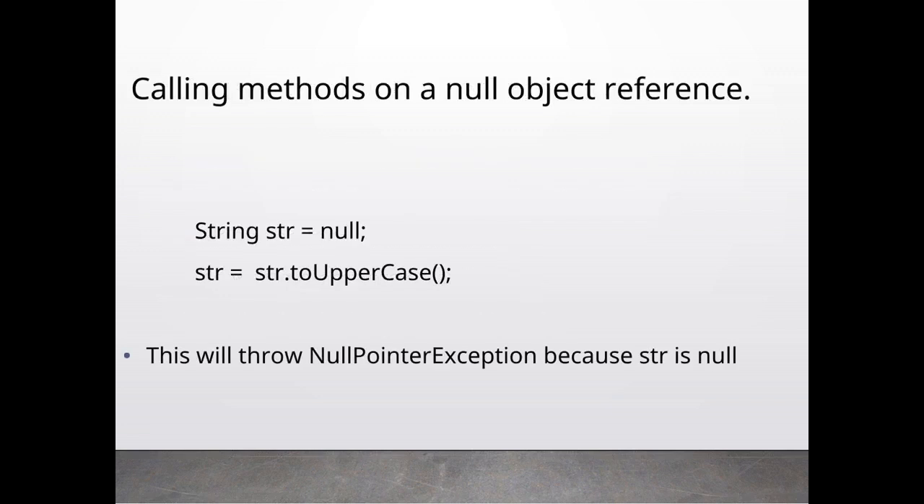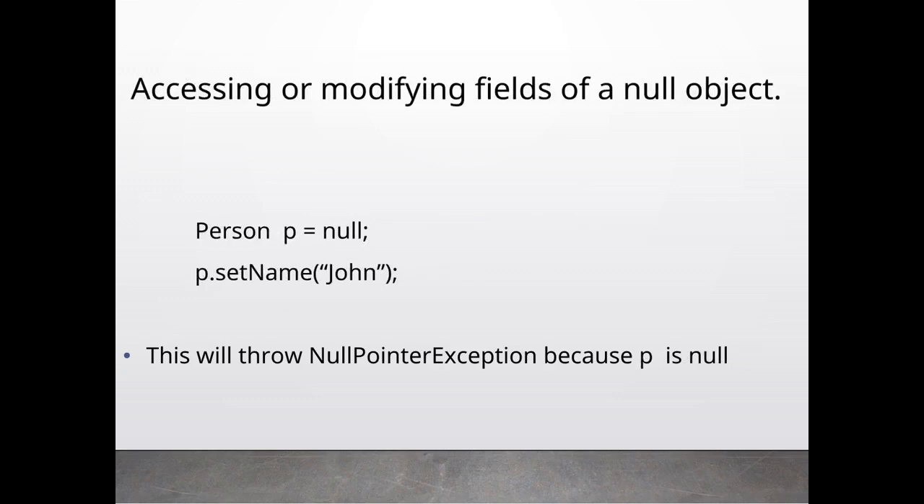In this example, str is null. So when we try str.toUpperCase, Java immediately throws null pointer exception because there is no object to call the method on. If we declare p equals null and then call p.setName John, this fails. Why? Because p doesn't point to any real object, so there is no setName method available to call.